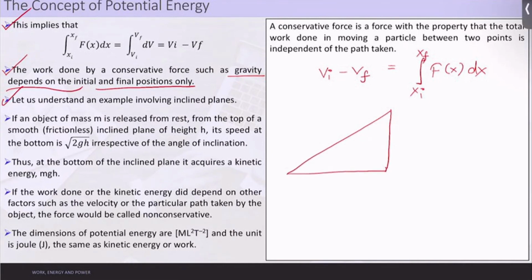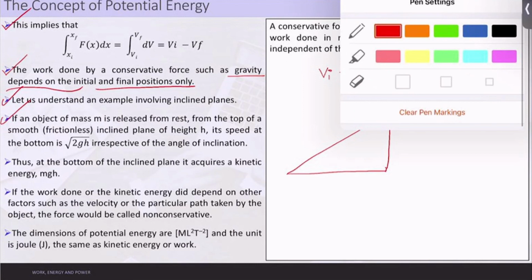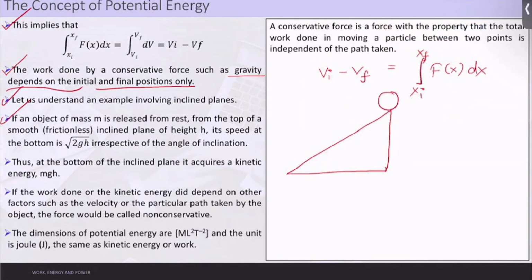So if an object of mass m, let us say we have an object of mass m kept here, is released from rest at the top of a smooth frictionless inclined plane of height h, its speed at the bottom will be under root 2gh only.